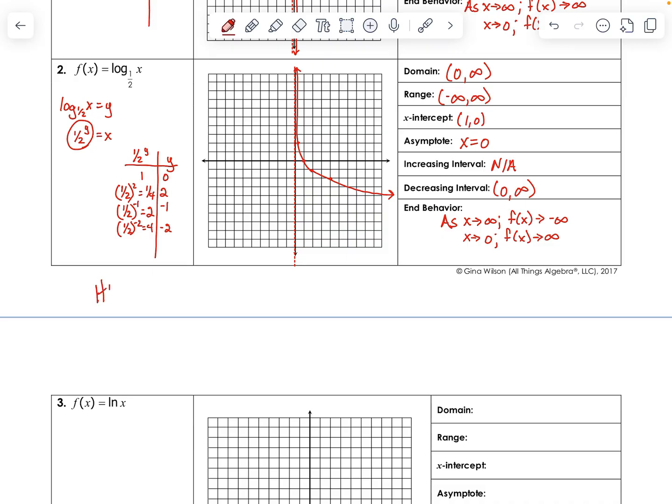Your homework is homework 4. And you get to choose evens or odds. And then homework 6, you're just going to do number 1.